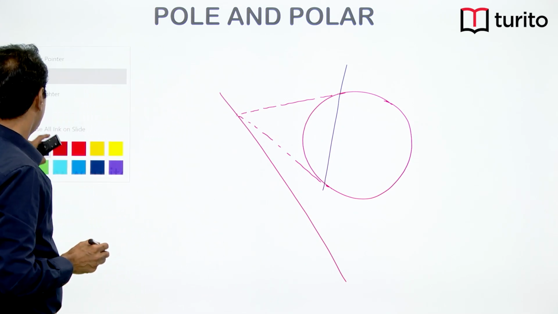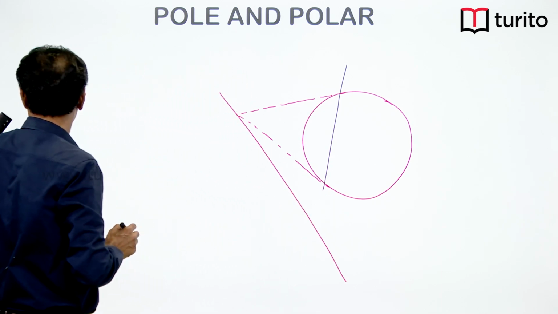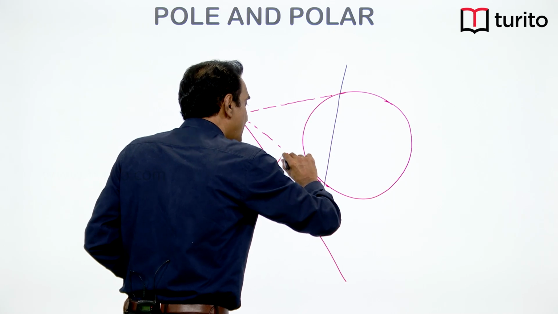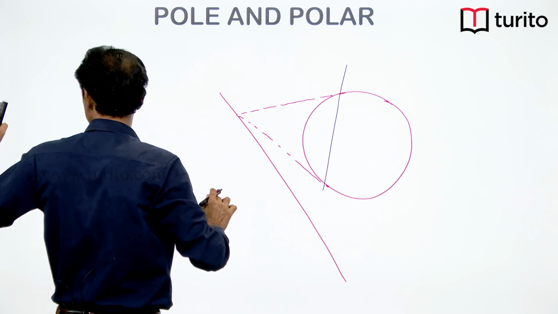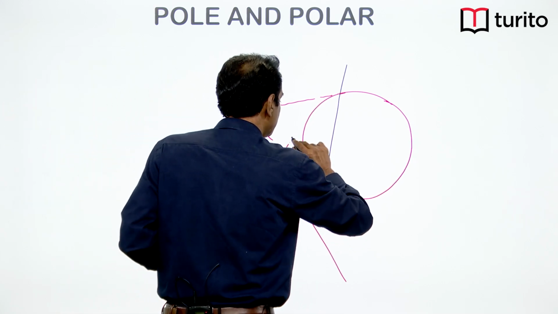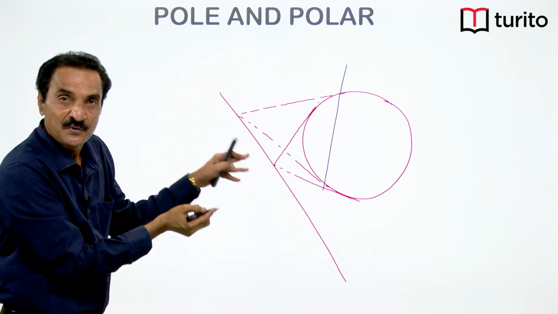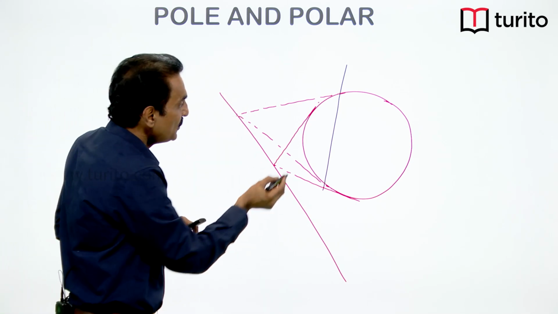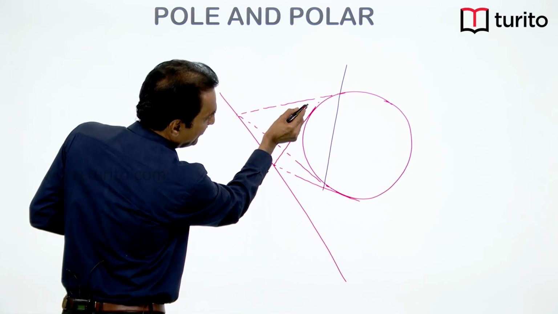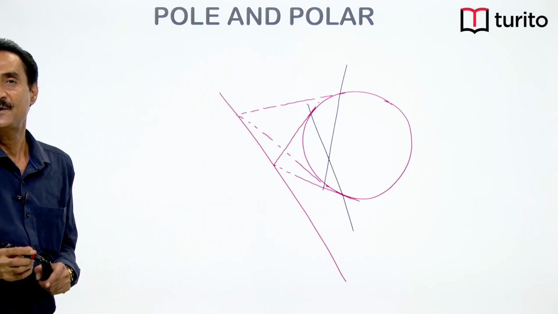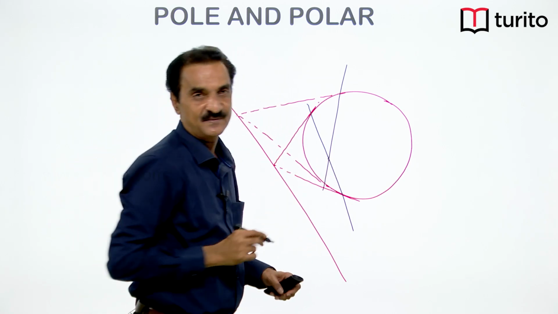Now, I will draw another chord of contact. I will select another point here, and I will draw these two tangents from another point on the same fixed line. Now, joining the points of contact, I will get another chord of contact. This is another point of contact. Now, these two chords of contact intersect at some point.